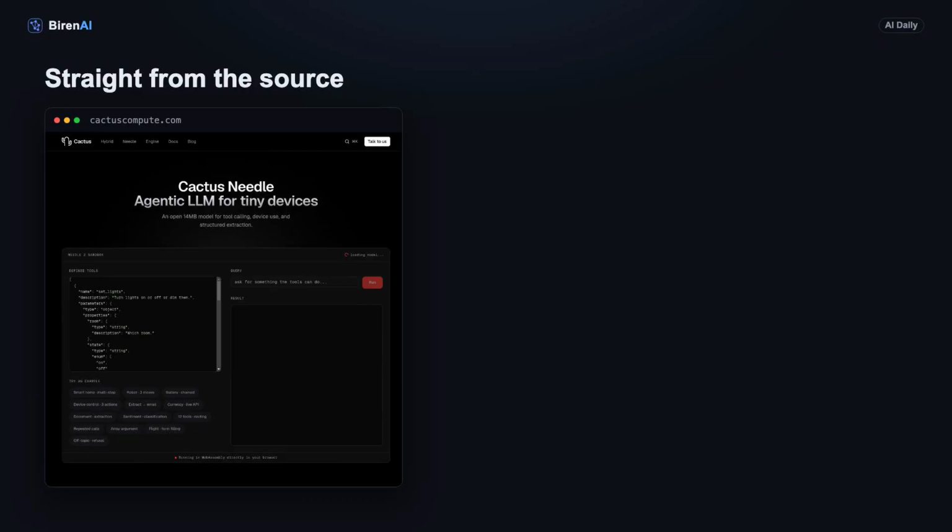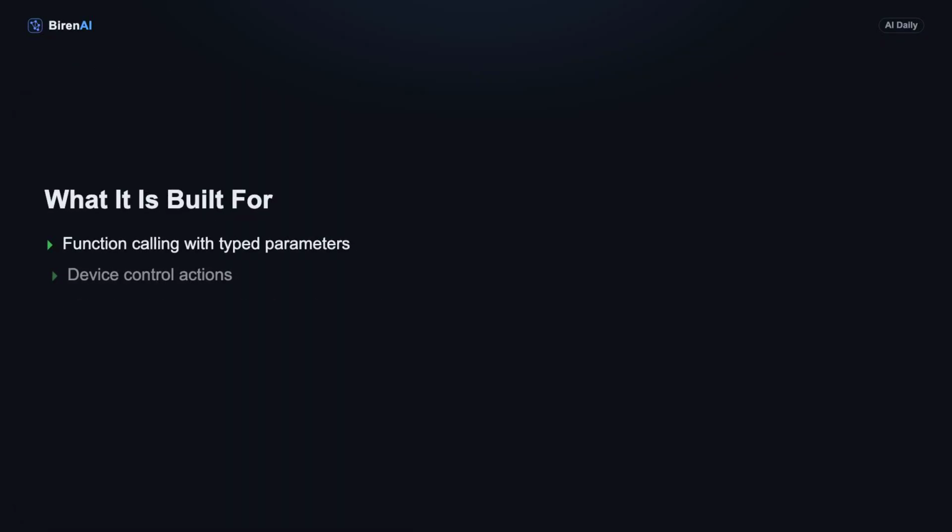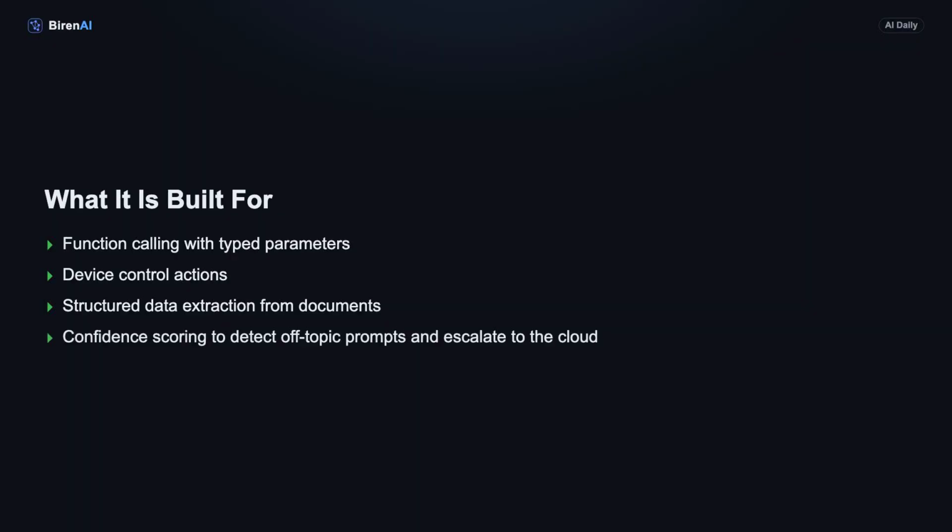Here it is, straight from the source. This is not a chatbot. Needle 2 is aimed squarely at agent plumbing: calling functions with typed parameters, driving device actions, and pulling structured data out of documents. It also scores its own confidence, so when a request is off-topic or beyond it, it can say so and hand off to a larger cloud model instead of guessing. Narrow scope is the point.